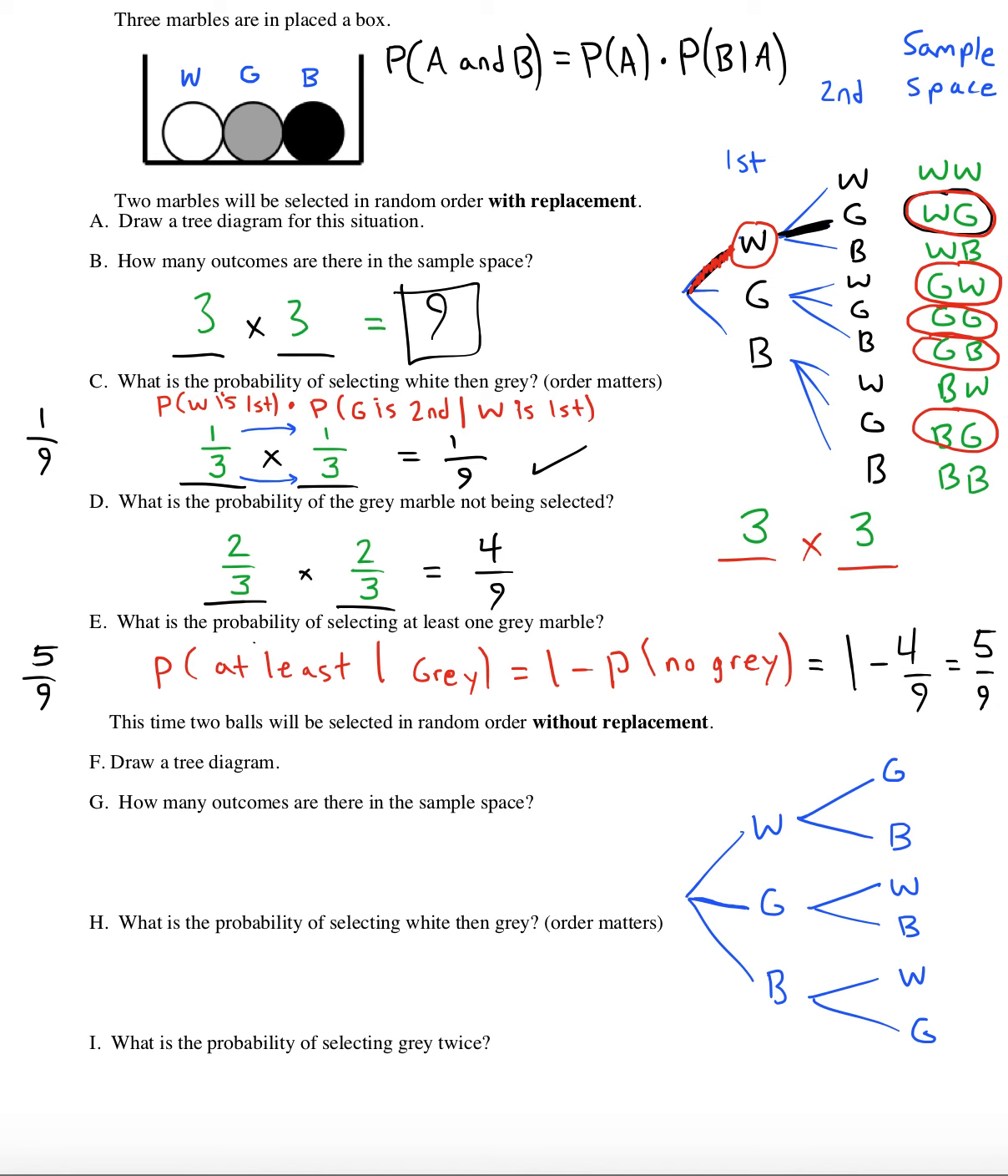All right, so how many outcomes in the sample space? By the fundamental counting principle, we see that there are 3 choices for the first pick, but when you don't replace, you reduce the number of choices by 1, so there's only going to be 2 choices for that next pick. And 3 times 2 makes 6 outcomes.